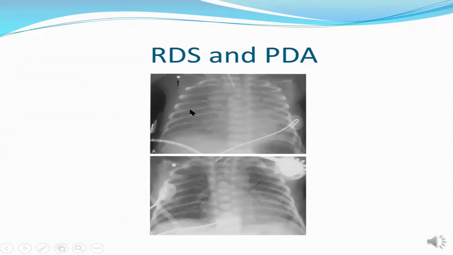And this is a chest X-ray of a patient who has RDS. They have ground glass appearance and air bronchogram here, features of RDS and PDA.